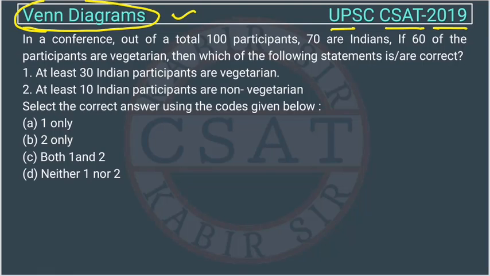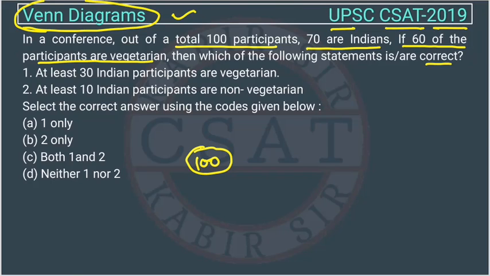This is a question of reasoning from the chapter Venn diagram, asked by UPSC in the CSAT paper of 2019, right? In a conference, out of a total of 100 participants, 70 are Indians. If 60 of the participants are vegetarian, then which of the following statements are correct? So we have to find which of the statements are correct, right? So there are a total of 100 participants, and out of this 100, 70 are Indian.